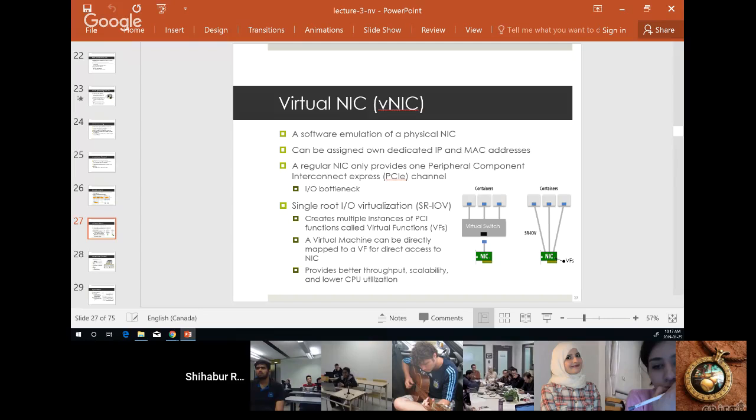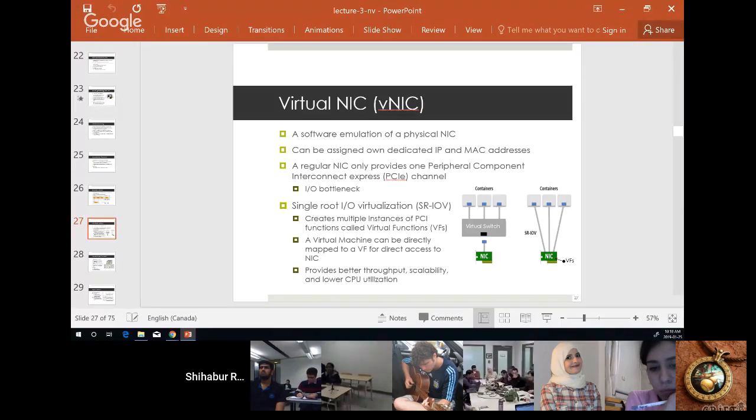Okay. Could you brief a little bit on what the VNIC is doing? Is it just creating multiple MAC addresses and IP addresses? The virtual NIC. Yeah.